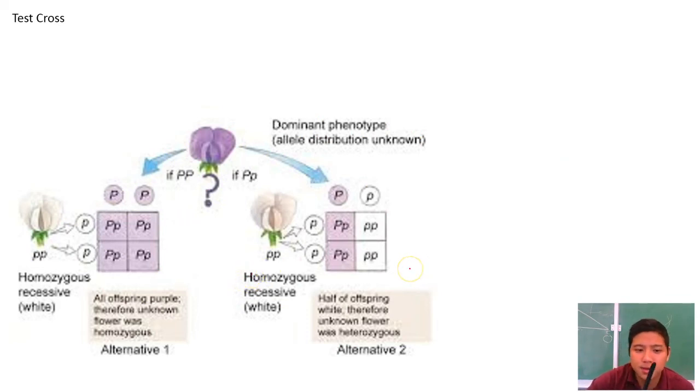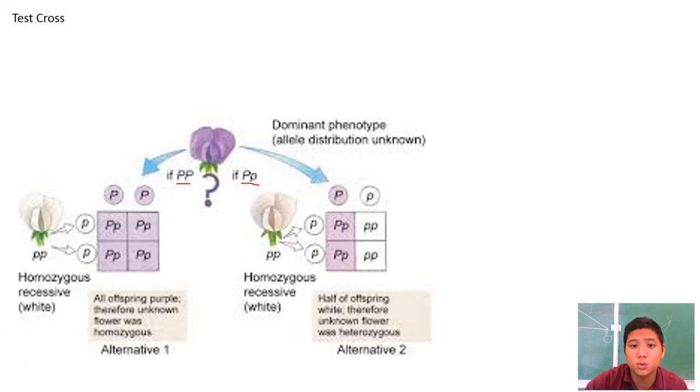Now the last thing we're going to talk about is how to do a test cross. A test cross is important if there is an organism and you're trying to figure out what its genotype is. If the individual has the recessive phenotype, it's easy, because the only way you get the recessive phenotype is if you have the homozygous recessive genotype. So if it has the recessive phenotype, you know it's going to be little p, little p. But what if it was the dominant phenotype? Well, there are two options. It could be big P, big P, or it could be heterozygous, big P, little p.